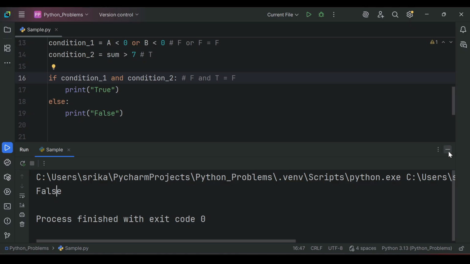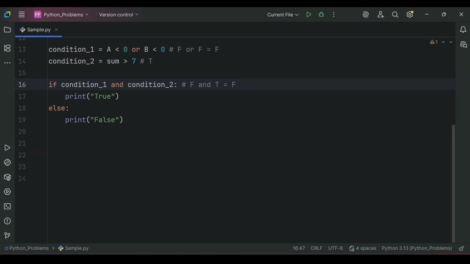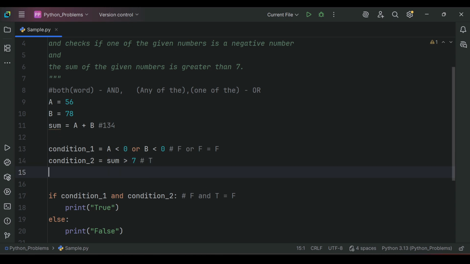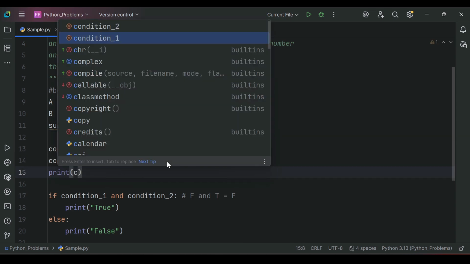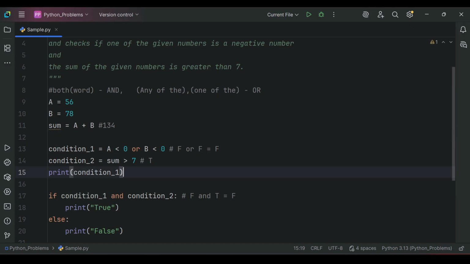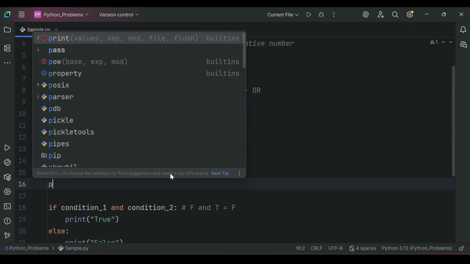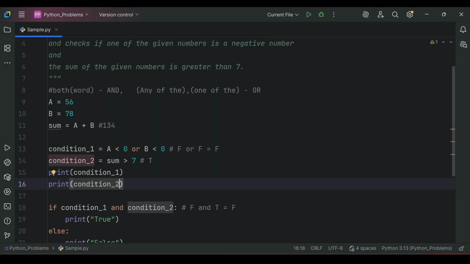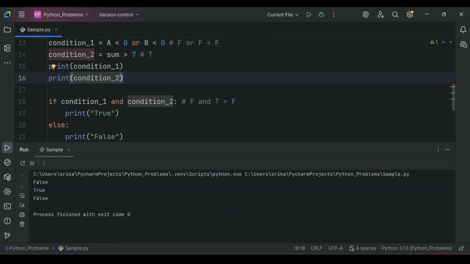Now here I am checking the individual conditions also, for understanding purpose. Print condition 1 and print condition 2. Now see, condition 1 is false and condition 2 is true. False and true is always false.